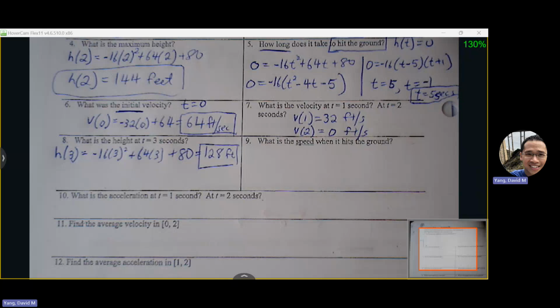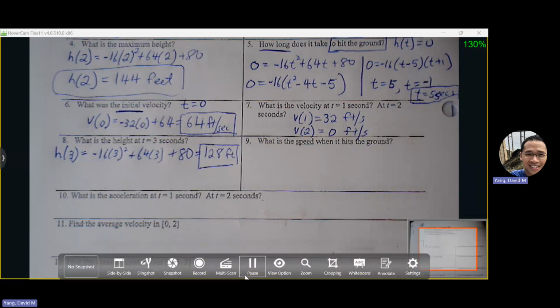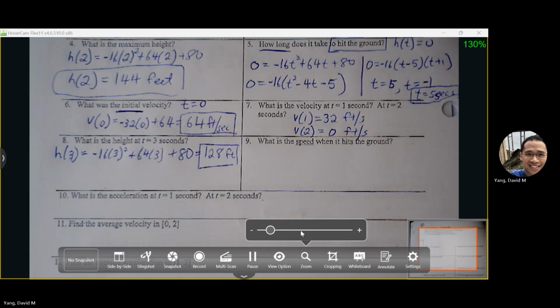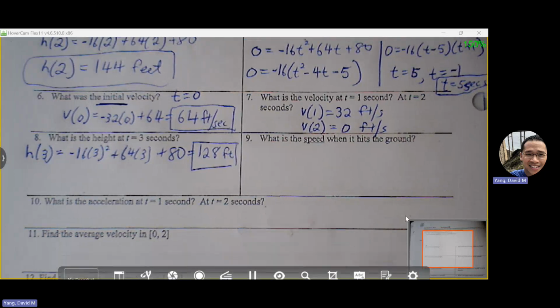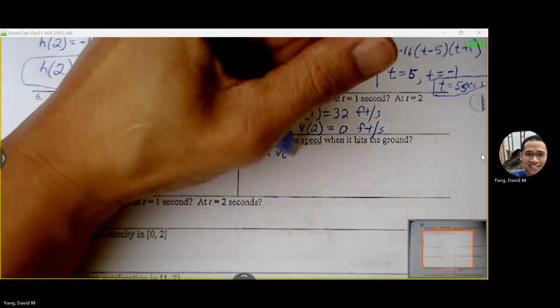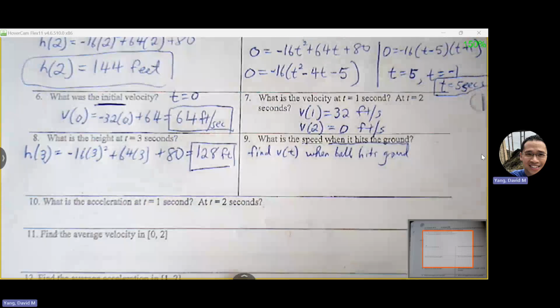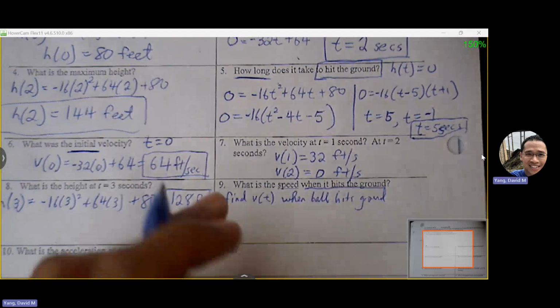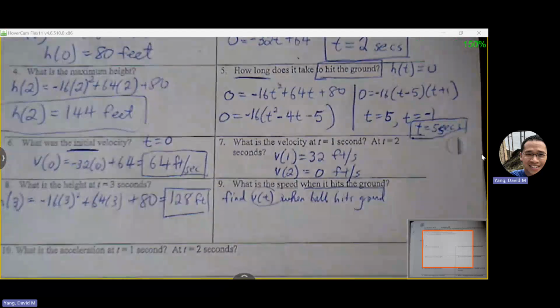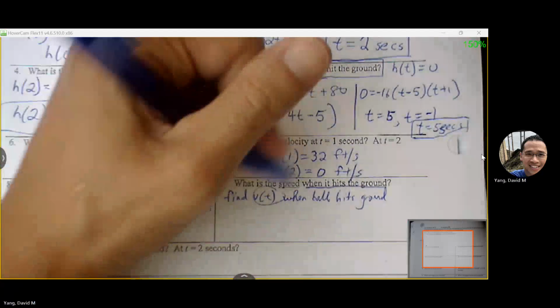Number 9, what is the speed when the ball hits the ground? Now, we know speed is related to what? Velocity, yeah. So let's just worry about velocity first, and then we can deal with the speed later. So let's find the velocity when the ball hits the ground. Now, do we know how long it takes for the ball to hit the ground? What did we discover before? 5 seconds, right? So now we can find the velocity at 5 seconds because we know how long it took to hit the ground. So we'll do v of 5.